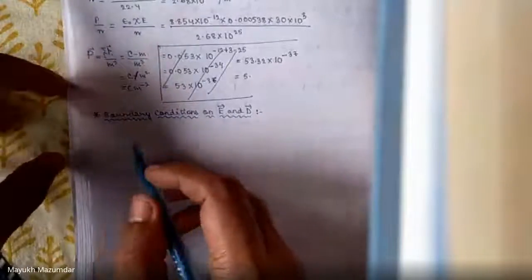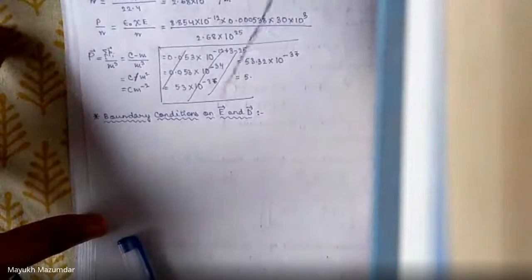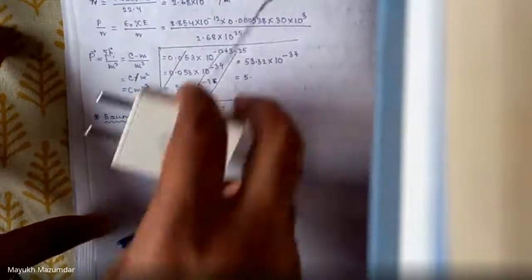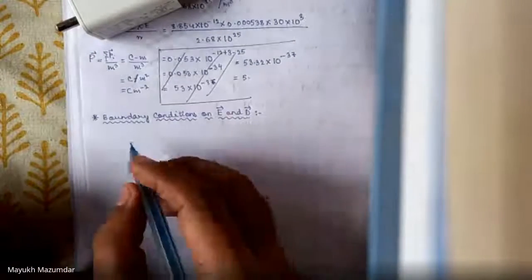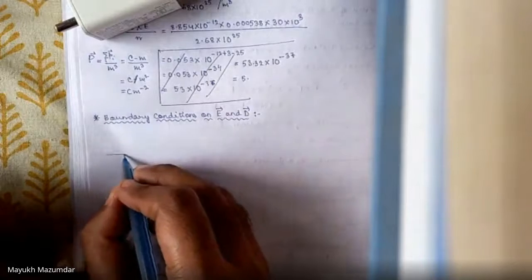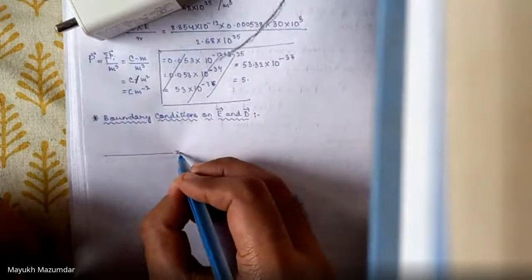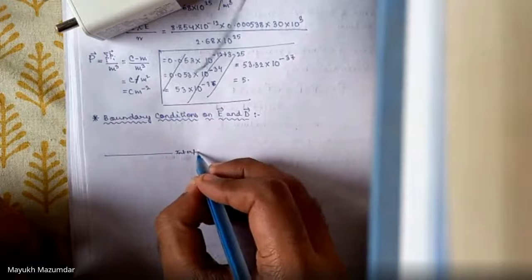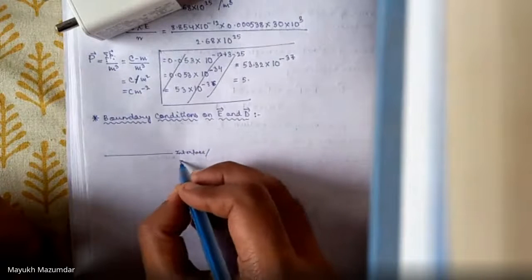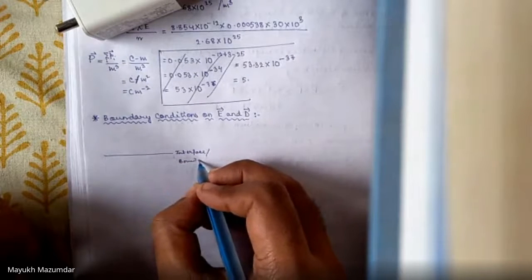So what boundary are we talking about? That is the question. Suppose we have two media. Like in light, this is called one rarer, one denser. And there was something called an interface, isn't it? That is actually the boundary, something that separates the two media.